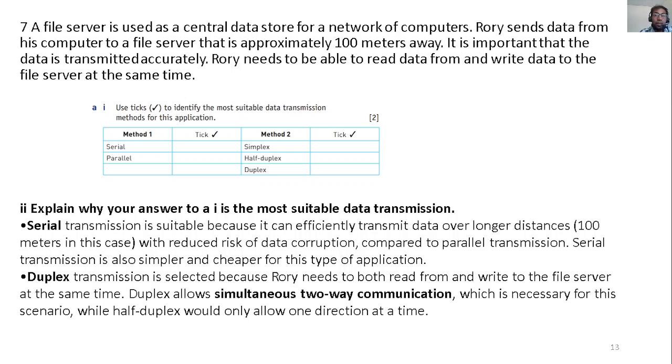A file server is used as a central data store for a network of computers. Rory sends data from his computer to a file server that is approximately 100 meters away. It is important that the data is transmitted accurately. Rory needs to be able to read data from and write data to the file server at the same time. We have to state which transmission is used.